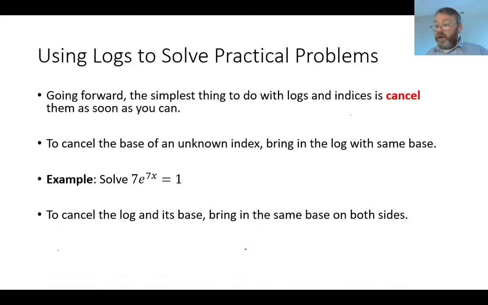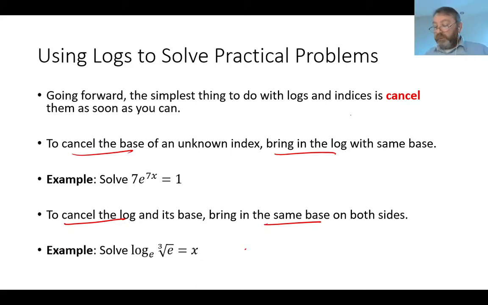To cancel the log on its base, bring in the same base on both sides. So if you want to cancel a log, bring in the base. Cancel a base, bring in the log. And that's all you've got to remember going forward. And I'm going to do 2 examples of real life situations in a moment that'll give you an idea how that works in practice. So here's another question.